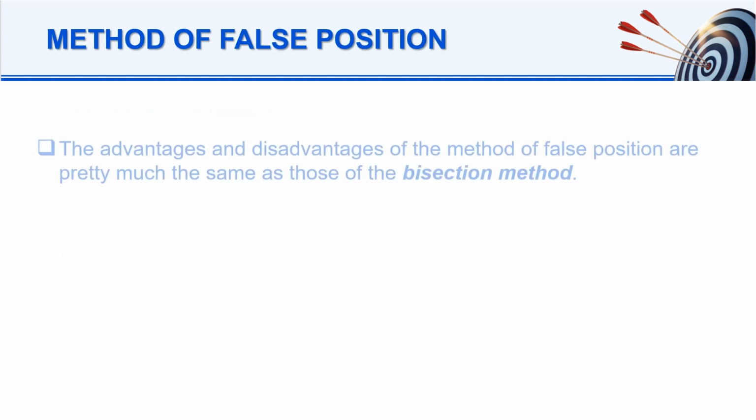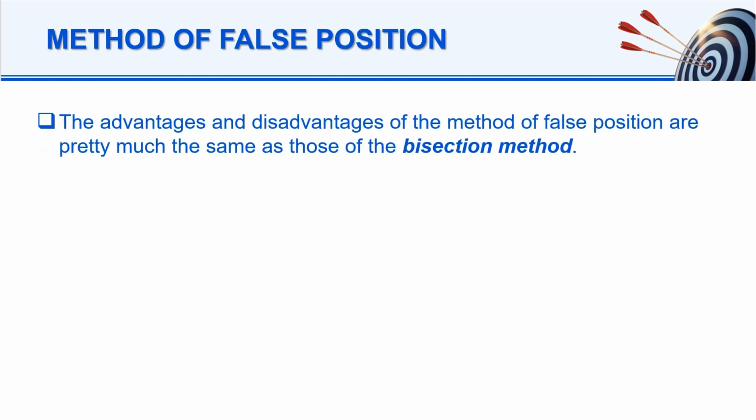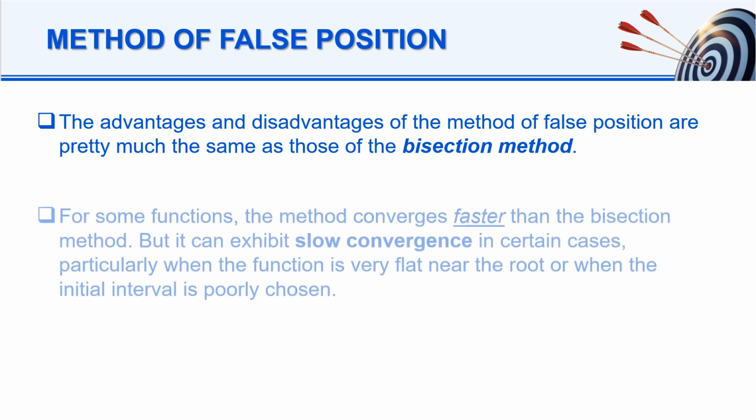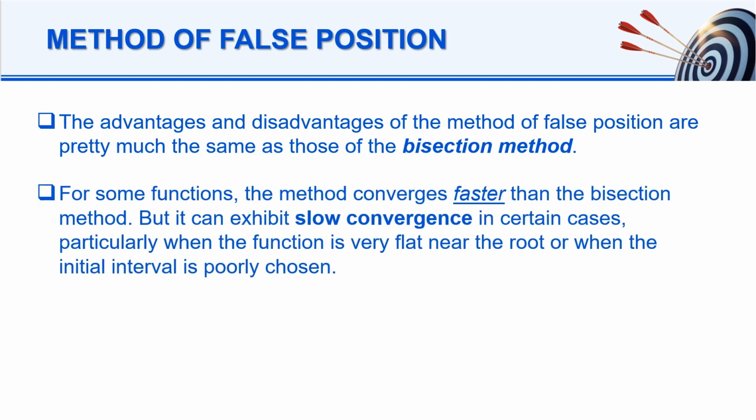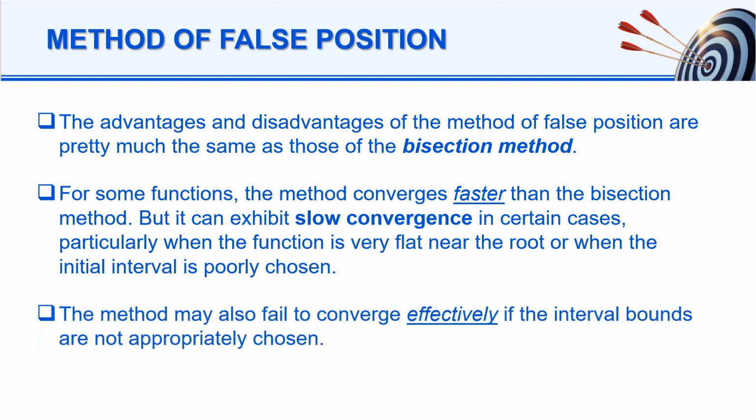The advantages and disadvantages of the method of false position are pretty much the same as those of the bisection method. For some functions, the method converges faster than the bisection method, but it can exhibit slow convergence in certain cases, particularly when the function is very flat near the root or when the initial interval is poorly chosen. The method may also fail to converge effectively if the interval bounds are not appropriately chosen.